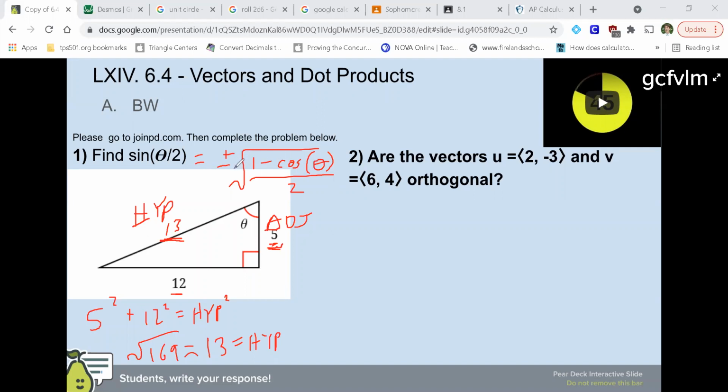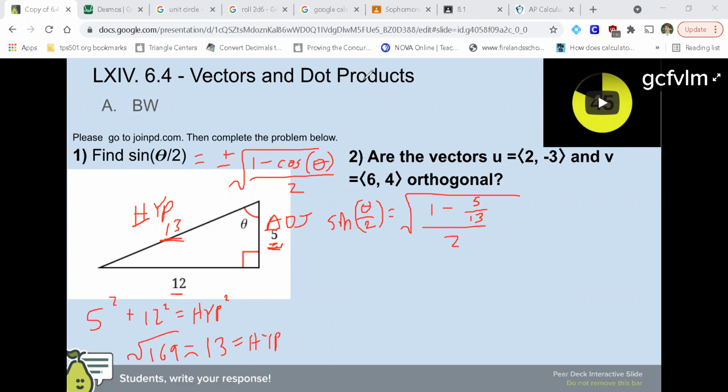Also, we don't really need this plus or minus here because since these are the angles inside of a triangle, the angles inside of a triangle are always positive. So we can say that the sine of theta divided by 2 is just a positive square root of 1 minus 5 over 13 all over 2.